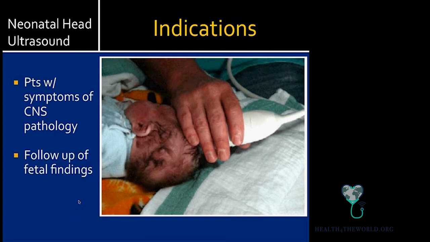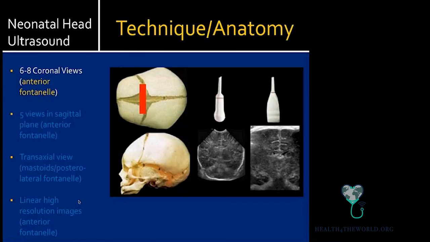There are reasons why you might think of doing a head ultrasound: any patient with symptoms that make you suspicious for central nervous system pathology, as a follow-up for any findings seen on fetal imaging, and for screening prior to surgery. The images that we obtain with a head ultrasound, at least by our criteria, are anywhere between 6 and 8 views in a coronal plane.